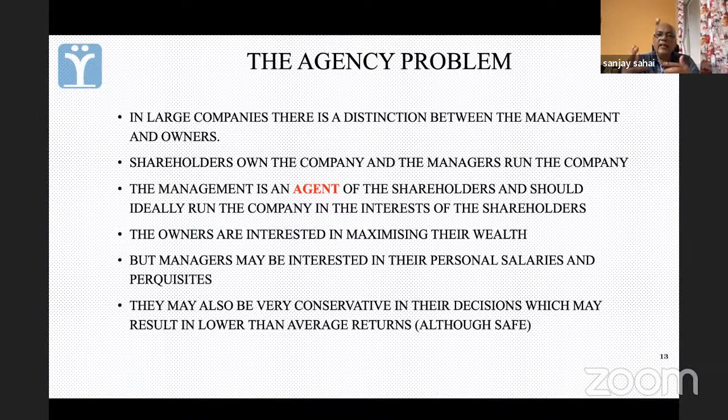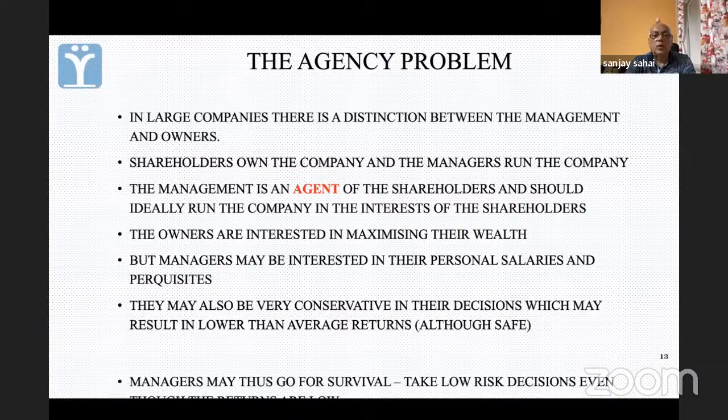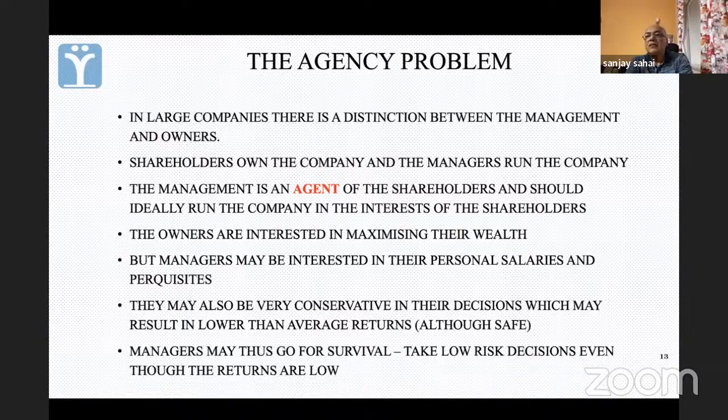तो इसमें होता क्या है कि जो managers के जो thoughts और जो owners की जो इच्छाएं हैं, इन दोनों के बीच में एक फासला आ जाता है. So there is a slight gap between the thinking of the owners and the thinking of the management. Managers may look for survival, take low risk decisions even though the returns are low.